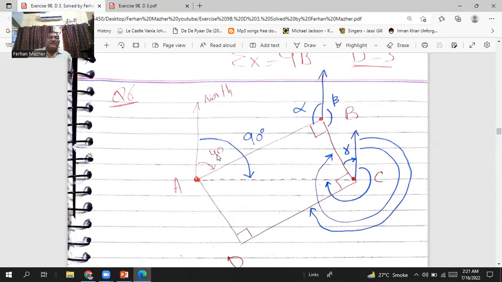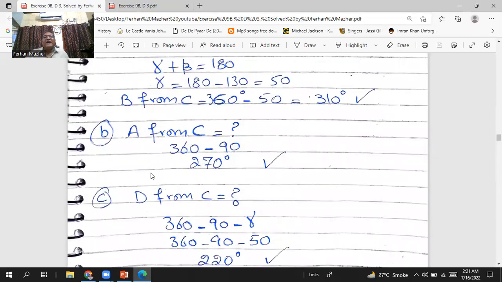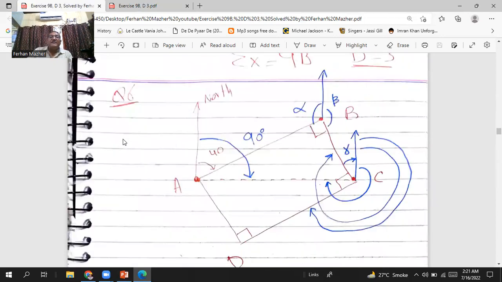You know this angle? This angle is how much? 90. That was given in the question. The bearing of the C from the A was 90. So this whole angle will also be 90. So this will be 360 minus 90, and that will be 270. So the bearing of the A from the C will be 360 minus 90, and that will be 270 degrees.